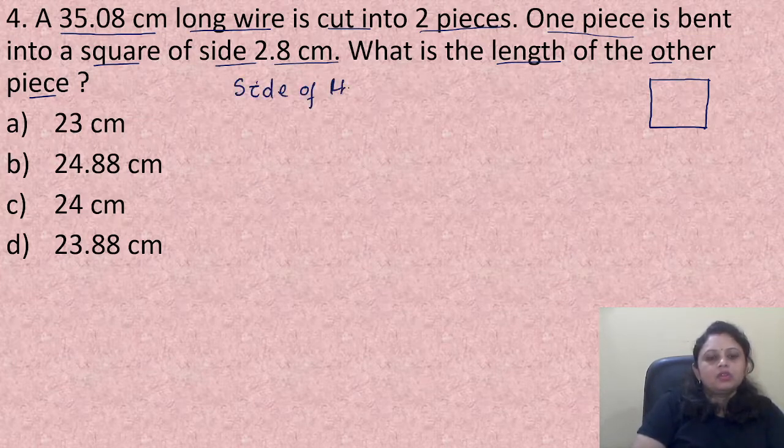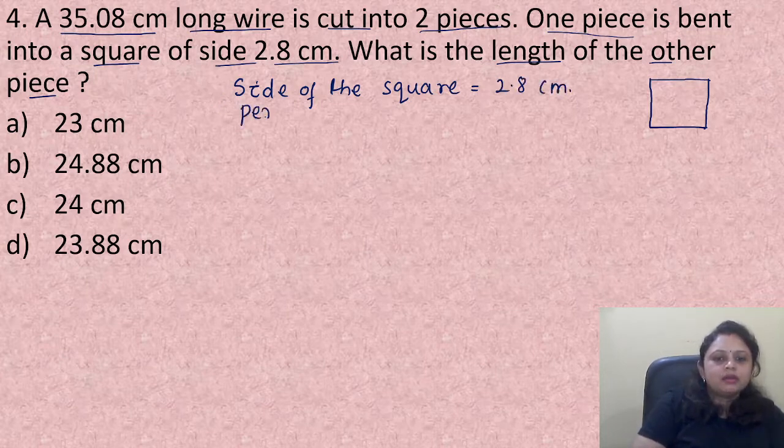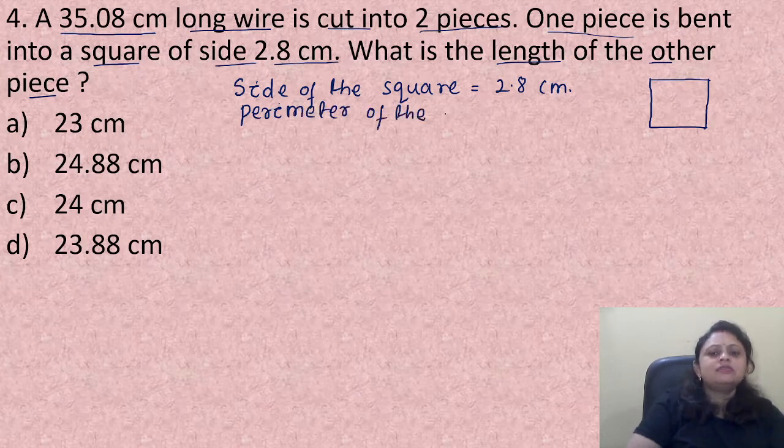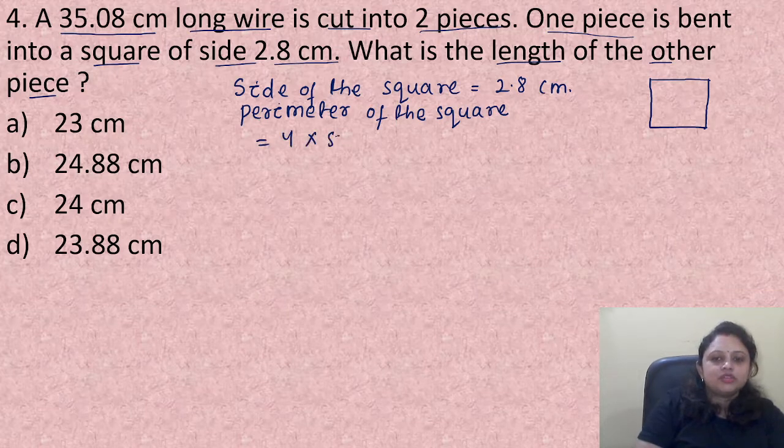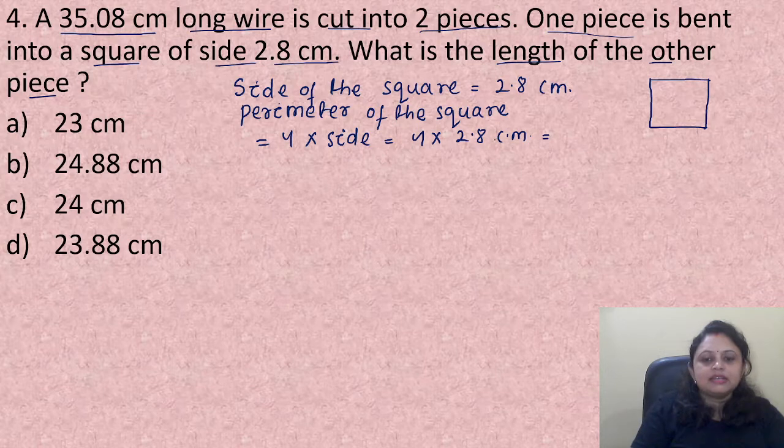Side of the square is equal to 2.8 centimeter. We have to find the perimeter of the square. So what is the formula for the perimeter of the square? That is equal to 4 into side. Okay, so 4 into side, that means 4 into 2.8 centimeter, right? So 4 into 2.8 centimeter, that will be 11.2 centimeter, right?